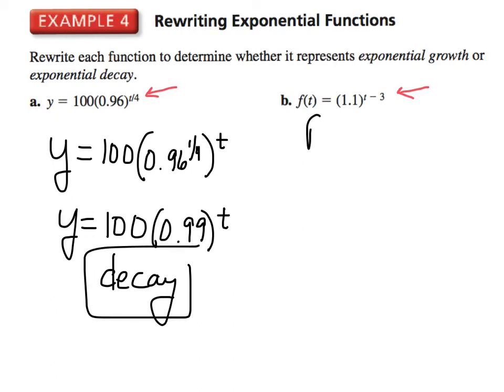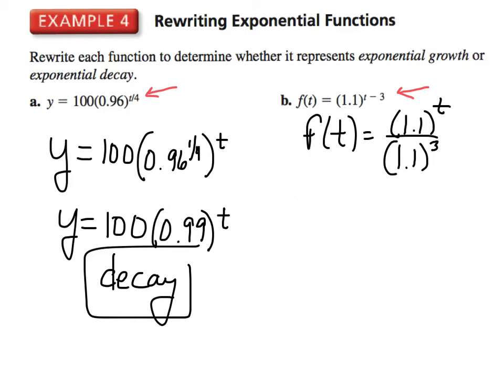In B, where you get f of t equals 1.1 to the t minus 3. So now we have to do the quotient of powers. Remember, we're subtracting. And when you have the same base, we subtract the powers. So this is what we did. If you actually subtracted these bases, you'd subtract t minus 3.